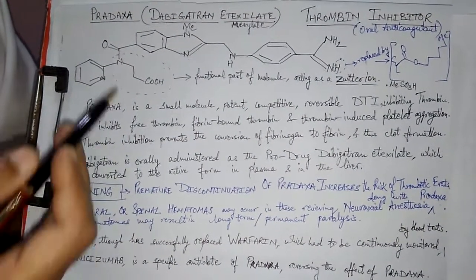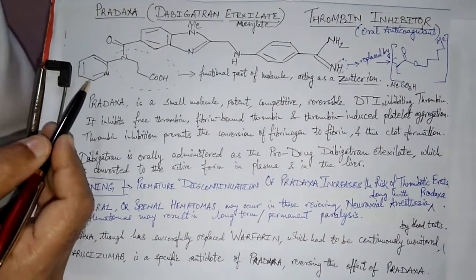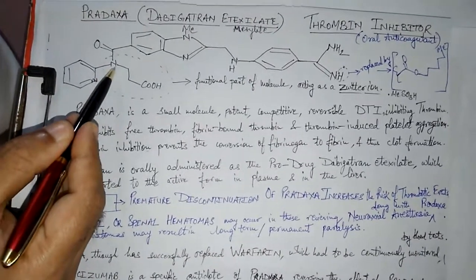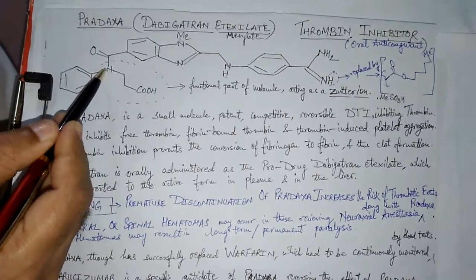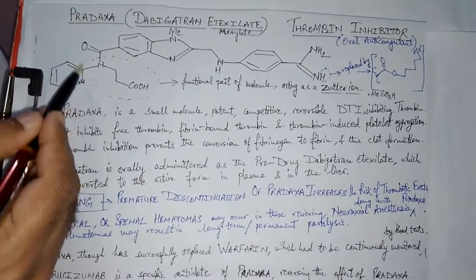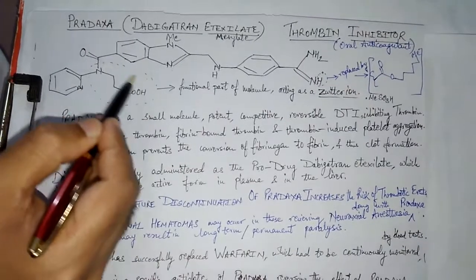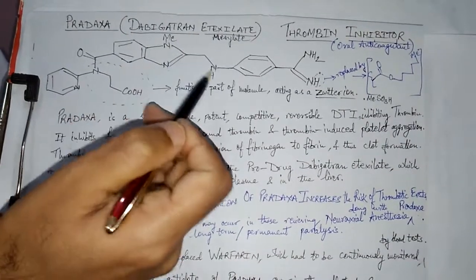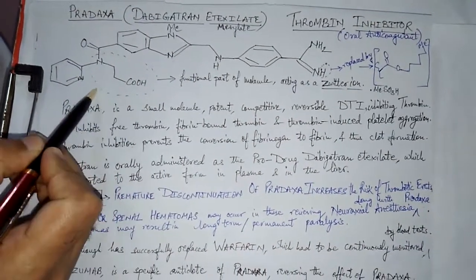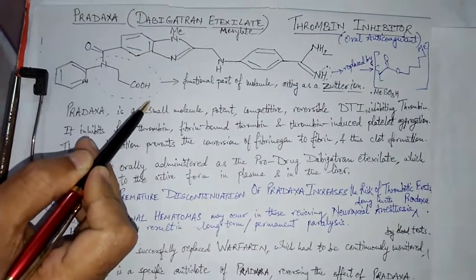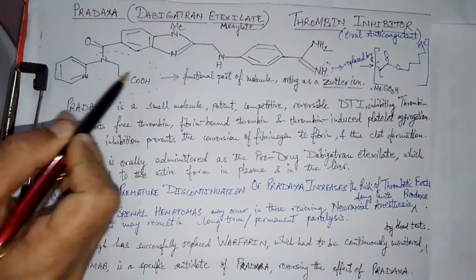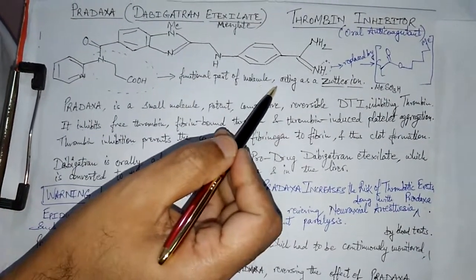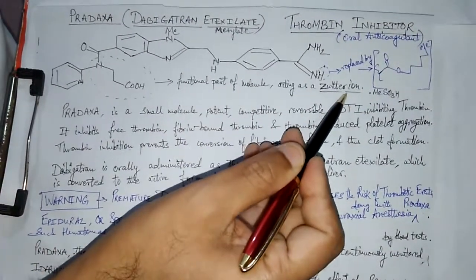Of anticoagulant nature. And looking at the Pradaxa's structure over here, we find a pyridine moiety and an amino acid residue sort of moiety, which is linked with this pyridine and serves as a linker with this bigger moiety over here. And this moiety is depicted with dotted lines, which indicates that this part of the molecule is the functional part of the molecule which acts as a Zwitter ion.